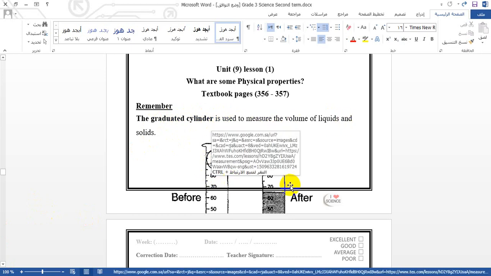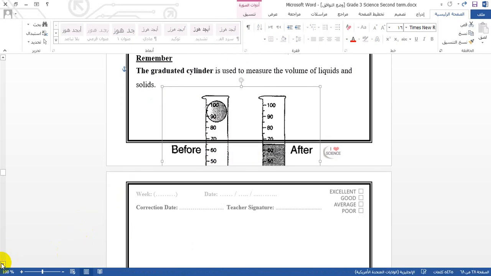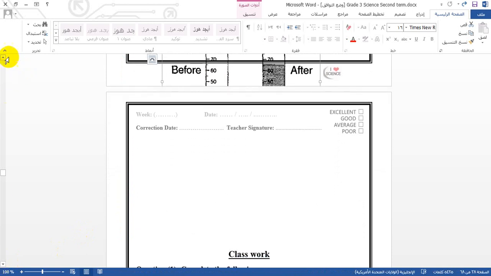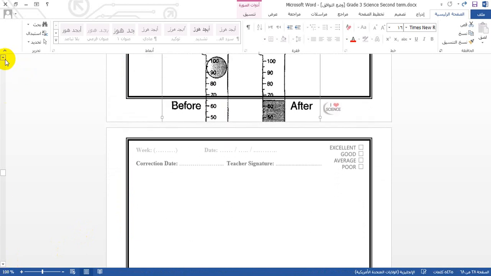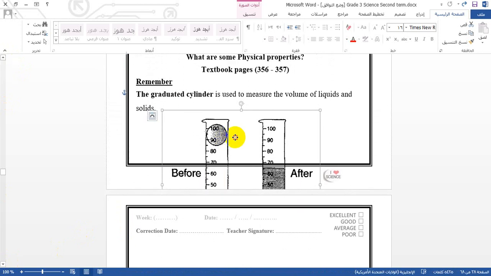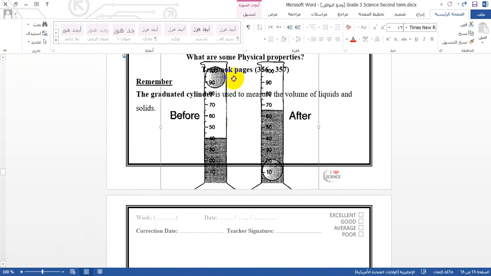So this is before, this is after. The image here is not complete because there's a problem when I am solving the booklet for you, so it is not clear. But I think in your booklet it will be clear. I will try to drag up the image here to see what I will explain exactly.